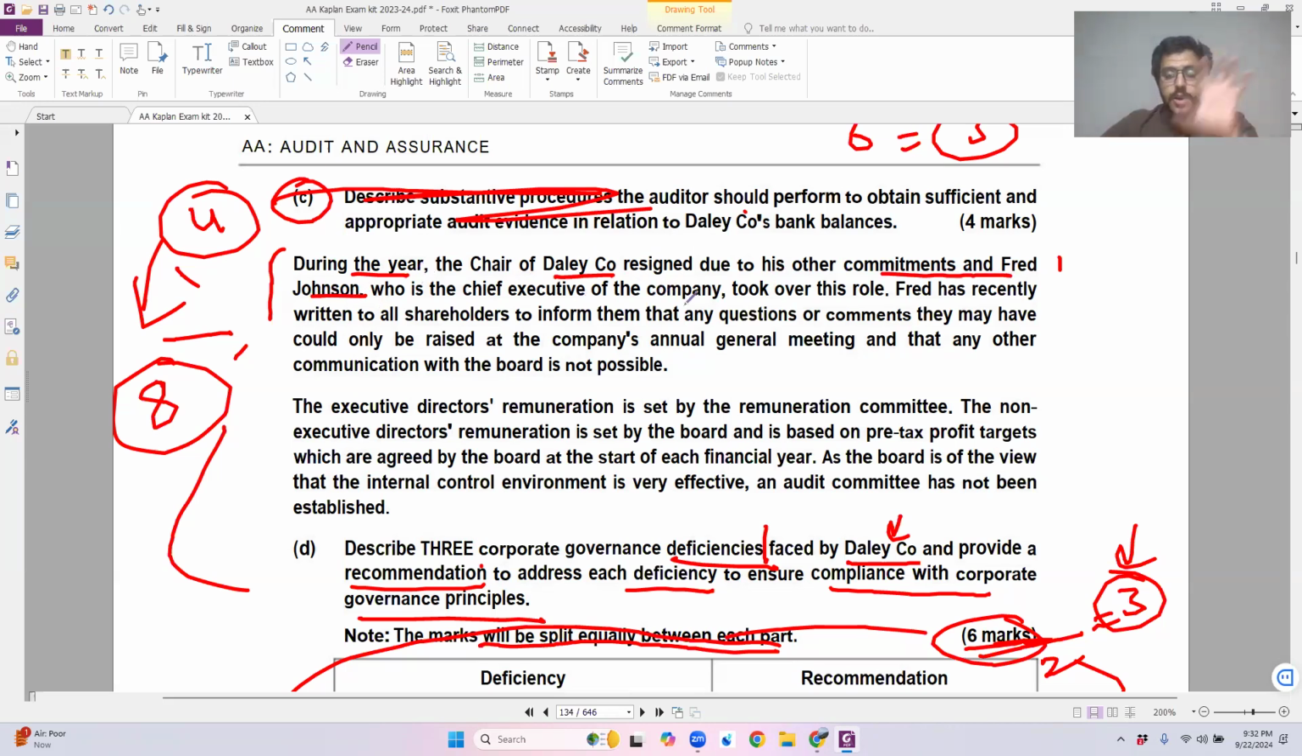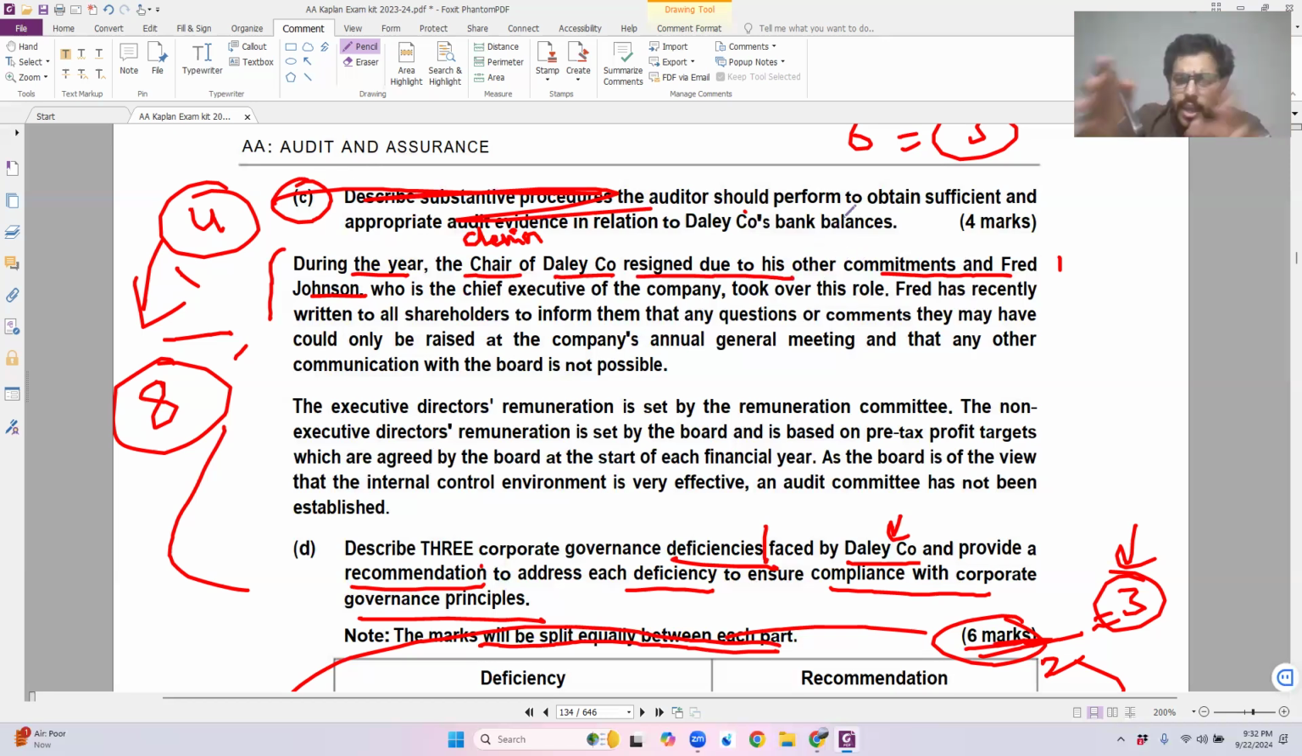Okay, read it. First of all, understand this. The question is saying the chair. Basically, in this question, there is a mistake. The chair here means the chairman. Now, who is the chairman? The chairman is the person who is the leader of the board, the leader of the non-executive directors. He is the top person within the company. The chairman of Daley Corporation has resigned due to his other commitments. It's okay. He has resigned.